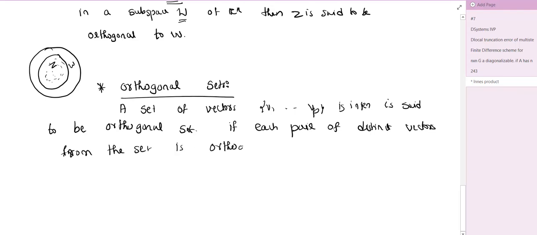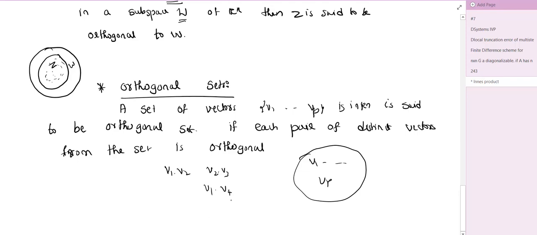So what do you mean by that? You have a collection of vectors, say v1, v2 up to vp. You take any distinct pair. It may be v1 dot v2, it may be v2 dot v3, or it may be v1 dot v4, anything like this. So in general, for vi dot vj, if it is equal to 0, where i is not equal to j, then we call this collection an orthogonal set.